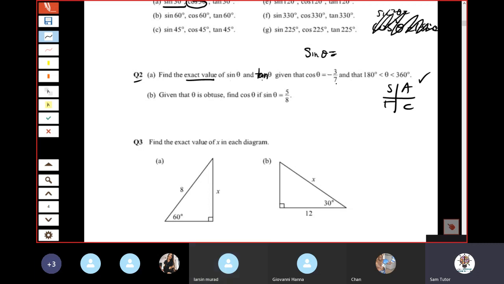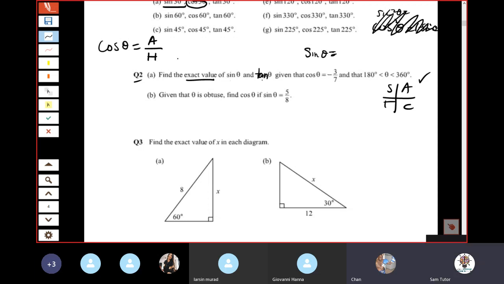So cos theta 3/7. Cos theta. What do you know? What formula do you know for cos theta then, Chan? Just the most basic one. Cos theta equals. SOHCAHTOA, SOH CAH, adjacent over hypotenuse.